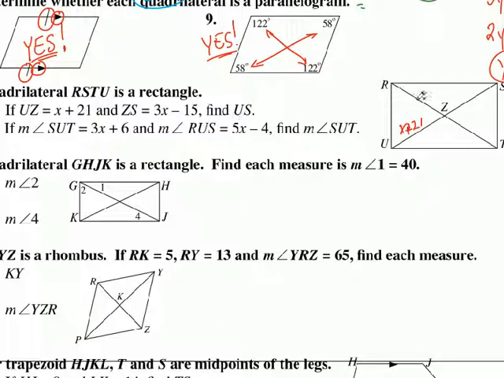ZS is 3x minus 15. That's this bit right here. 3x minus 15. Well, that should look familiar, right? We just did one like this. Find US. Find the whole entire line segment. So what's true about these two parts right here? They got to be equal to each other. Remember, it's a rectangle, which is a parallelogram. So the diagonals bisect each other. That means that this is split in half. So this and this are equal to each other. So let's set them equal. I always like putting the bigger number, the bigger version of x on the left-hand side. So it's 3x minus 15 equals x plus 21.